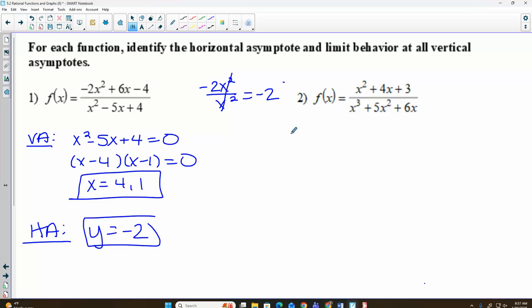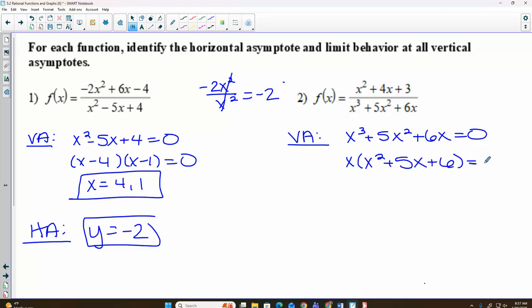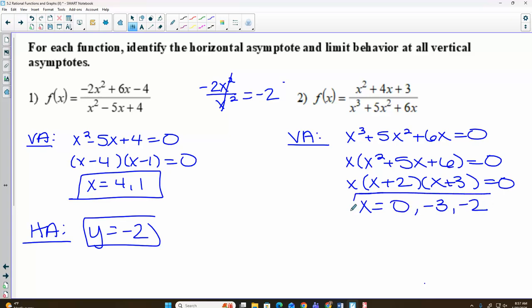What do we have to do to find the vertical? Okay, so then we would take out x. And how would that factor? 2 and 3. So what are my vertical asymptotes? 0, 2, 3. Okay. And you have to have the x equals.